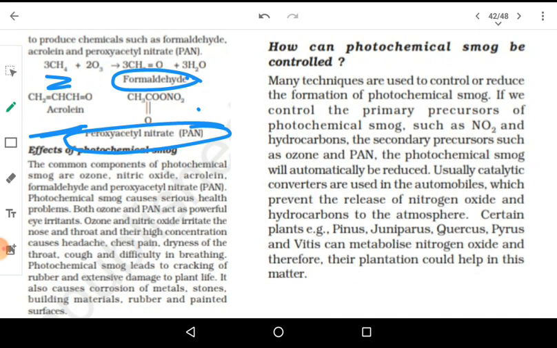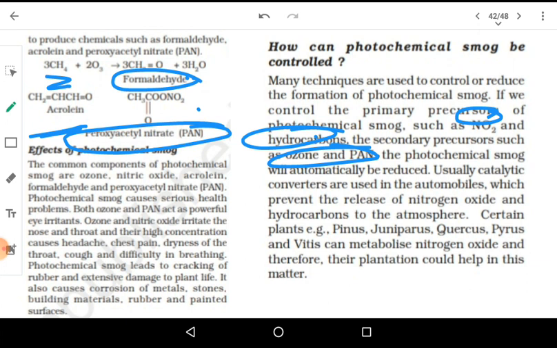Now how can we control this? The methods are as follows. The first one is, if we control the primary precursors of photochemical smog such as NO2 and hydrocarbons, and then the secondary precursors such as ozone and PAN, the photochemical smog will be automatically reduced.